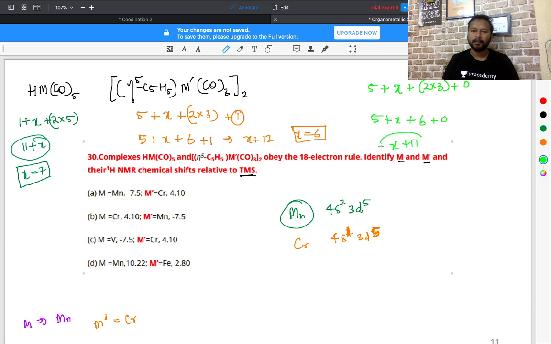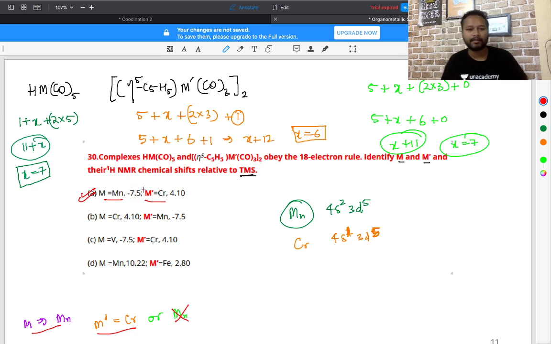So X plus 11, again I got X plus 11 over here. Now that means X has to be 7. That means M dash can be manganese also. Okay, so the first option is manganese, the second option can be chromium or manganese, anything. If you look at the options, you will see there is just one option where M is manganese and M dash is given as chromium. So based upon the options we can say that the answer will be option A.